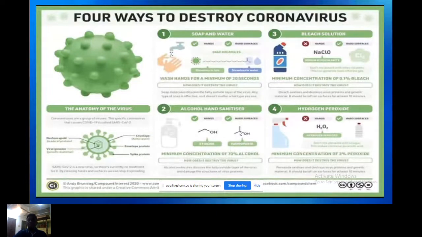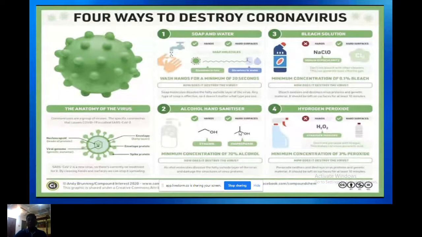Then the bleaching solution, that is the sodium hypochlorite. 1% is the recommended concentration, depending upon what you want to use it for, like floor mopping or the disinfection of your chair. So depending upon the purpose, we can dilute the sodium hypochlorite, which is comparatively a very cost effective solution. Then the alcohol sanitizers, and then the hydrogen peroxide.